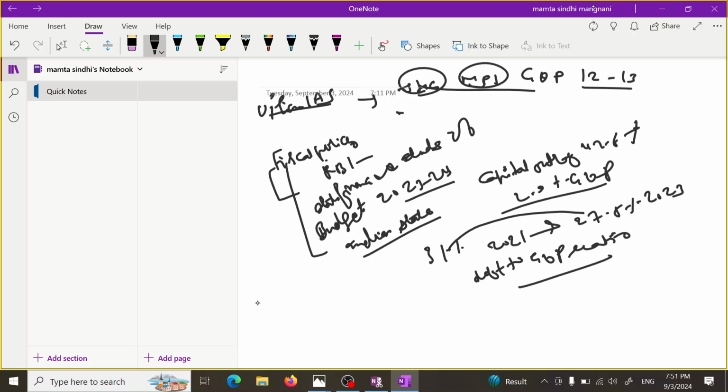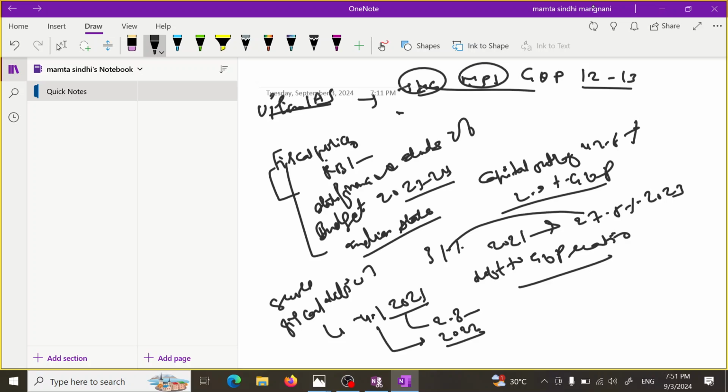State consolidated gross fiscal deficit has declined. Gross fiscal deficit also declined because before that it was 4.1% in 2021, now 2.8% in 2022. So this is the gross fiscal deficit, which was 4.1%, and now it is 2.8%. And tax buoyancy has increased with the GST.